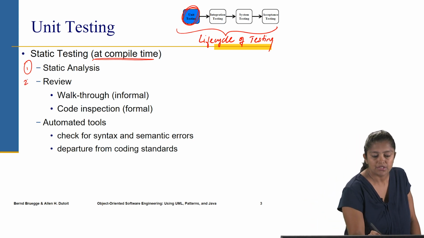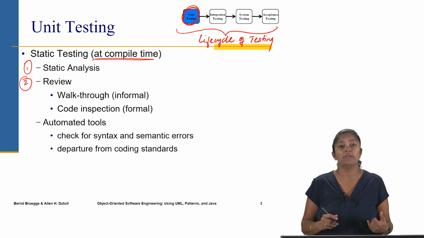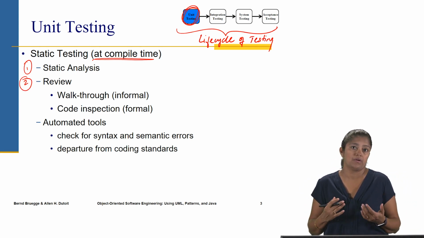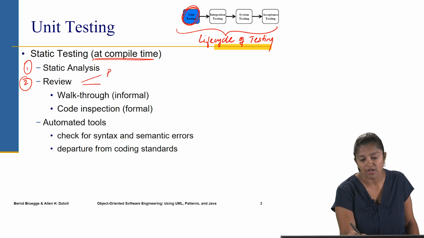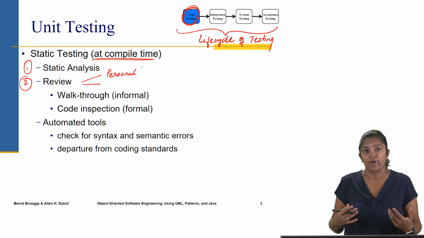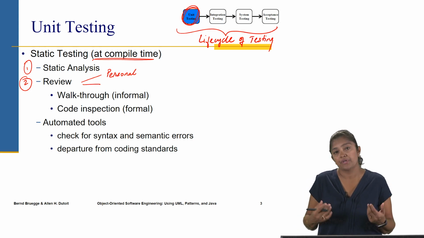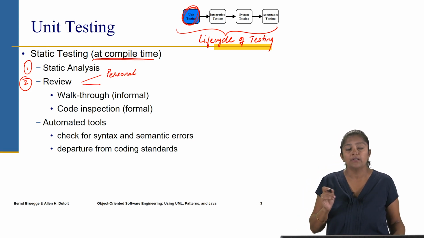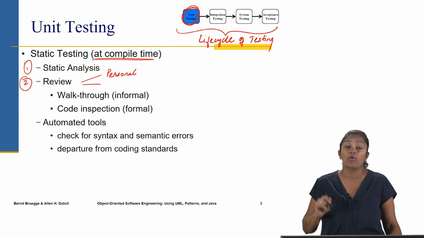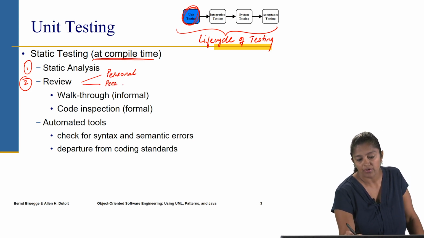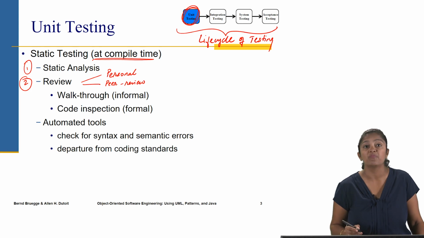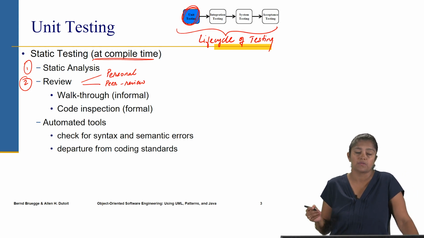A second way to do it is through reviews. This can be done either through a formal process or informally. It's always a good idea. The reviews again can be done at two levels. It can be done at a personal level, an individual review, where a programmer reviews his or her own code by reading through the code, walking through the logic and making sure the logic makes sense. The other one is a peer review, where the review is done by someone else, maybe a team member or a team as a whole.